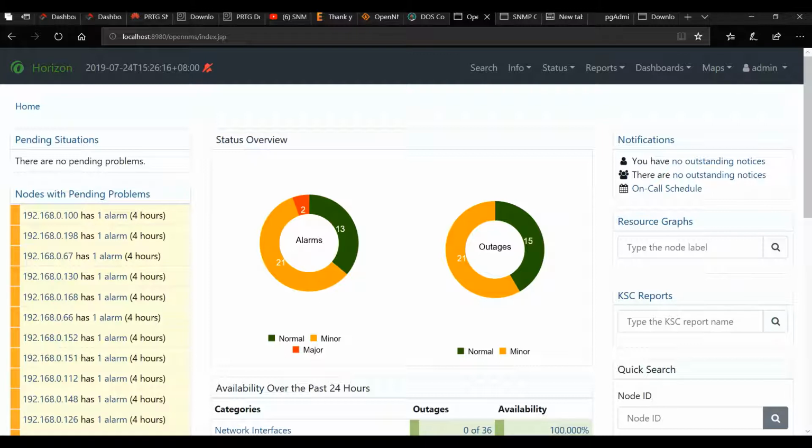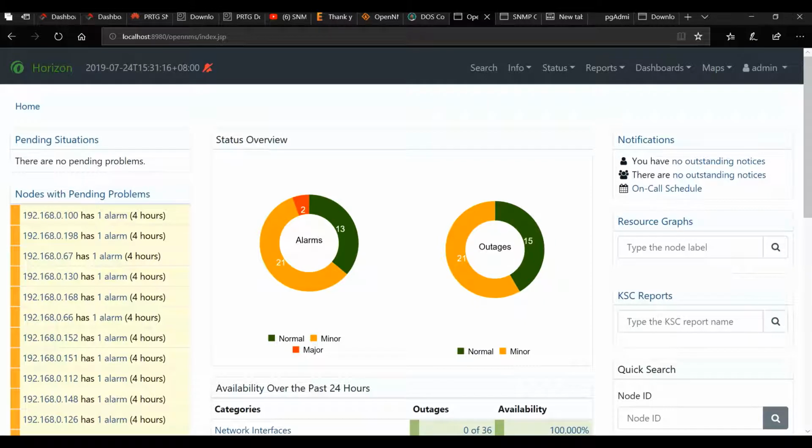OpenNMS is known for its scalability. Although it can be easily used to manage a small SMB network, it is scalable enough to be used in place of large enterprise management products such as HP OpenView, IBM Tivoli, or IBM Micromuse.